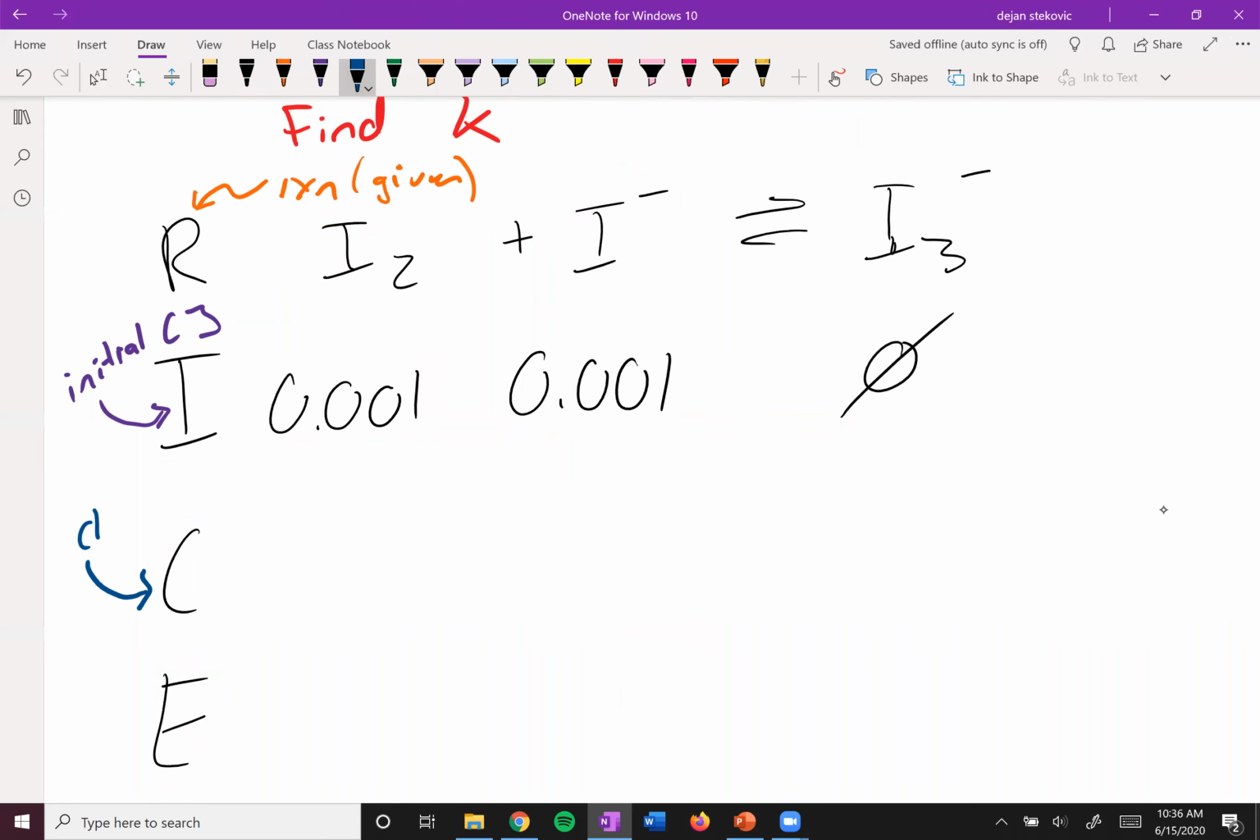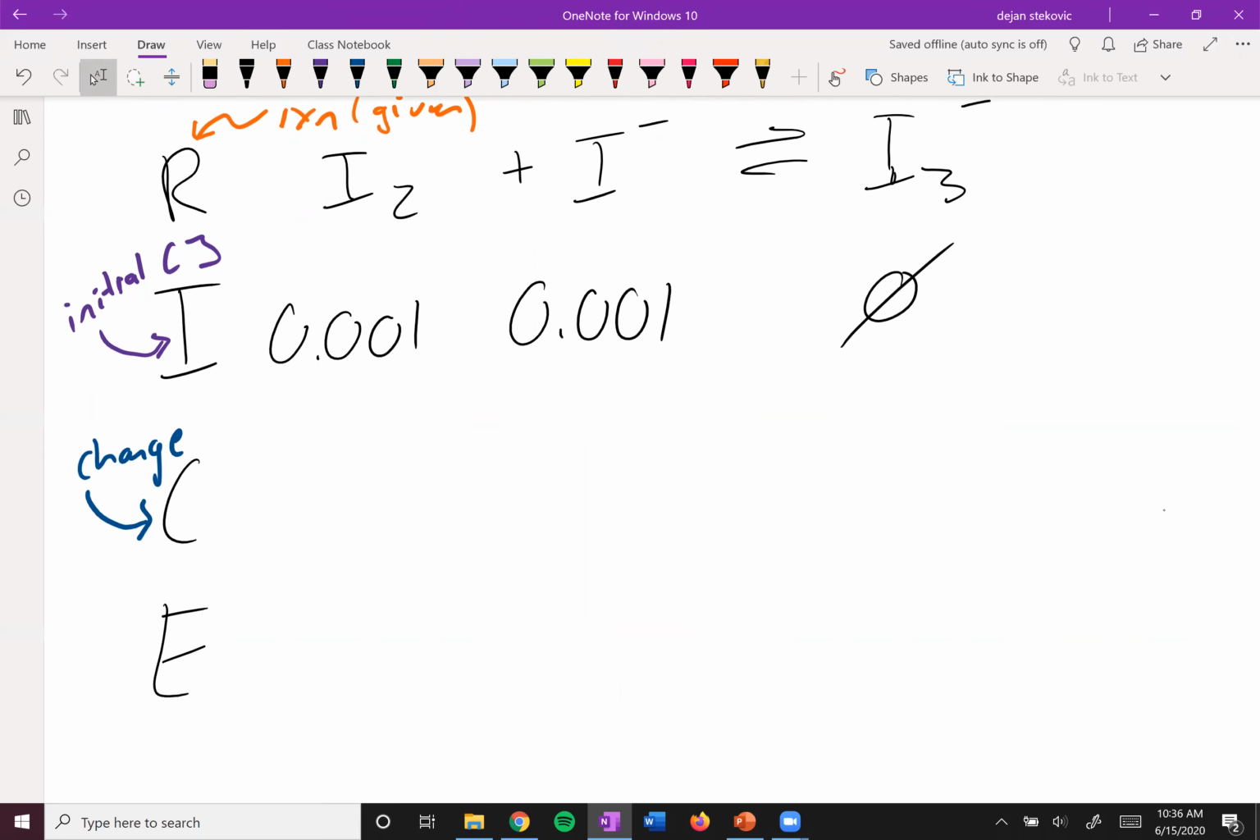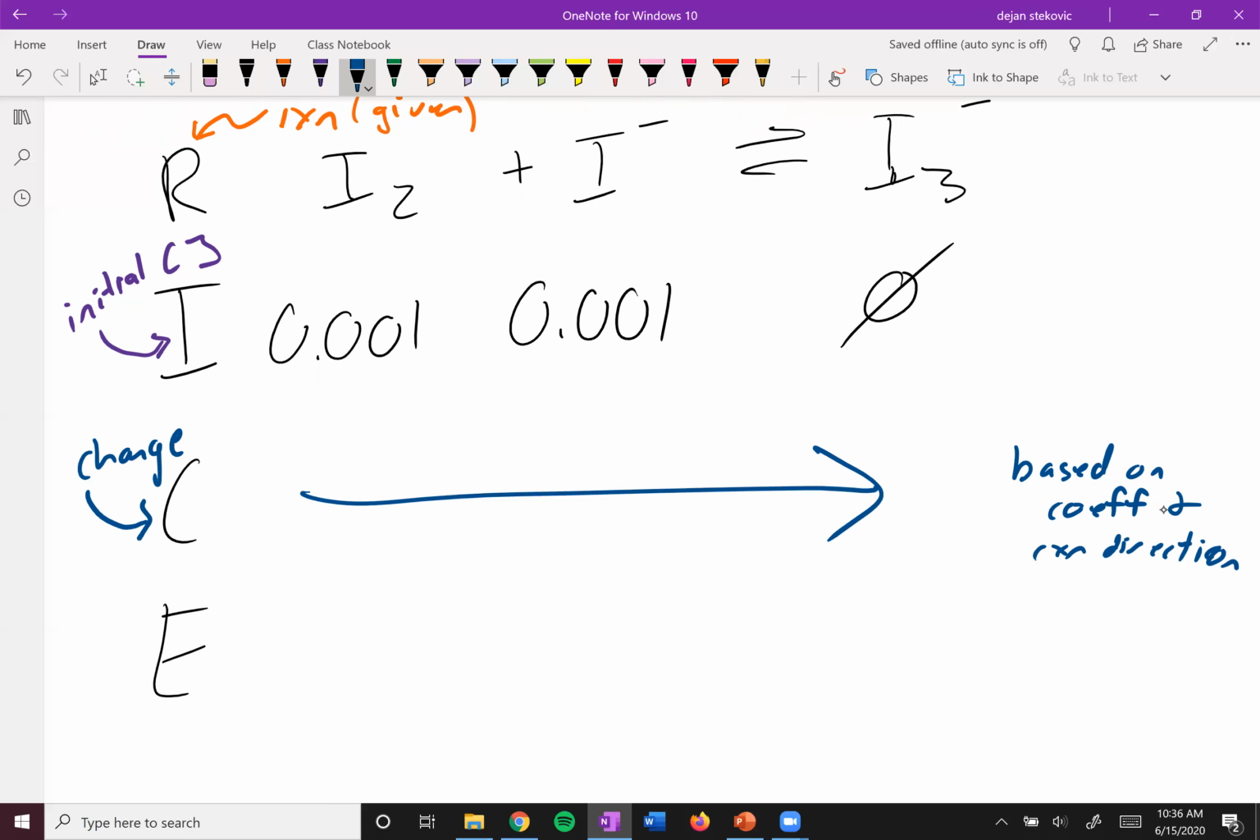This C stands for change. And so it stands for change in concentration, right? You're starting off your reaction, and then something's going to change by the time you get to equilibrium. And so this stuff is based on the coefficients and the reaction direction. Right. And so in this case, we're going to go from left to right, right? We're going to turn our reactants into products because right now we don't have any products. And so we're going to label this as minus because it's going away, and then just X, it's a variable.